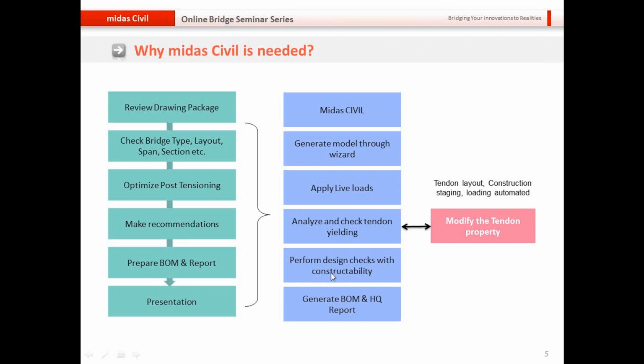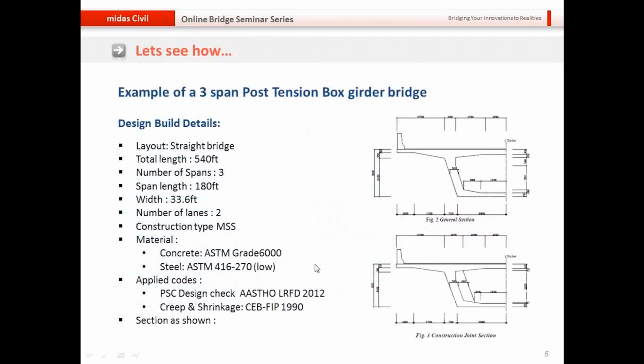And you can then perform the design checks and constructability checks, and then you can generate the bill of material with a high quality report. So you can see the entire work process is being supported by one tool. So having done this, let's quickly move on to a hypothetical problem that I've taken here today. Let's see how Midas will actually be doing this job for you.